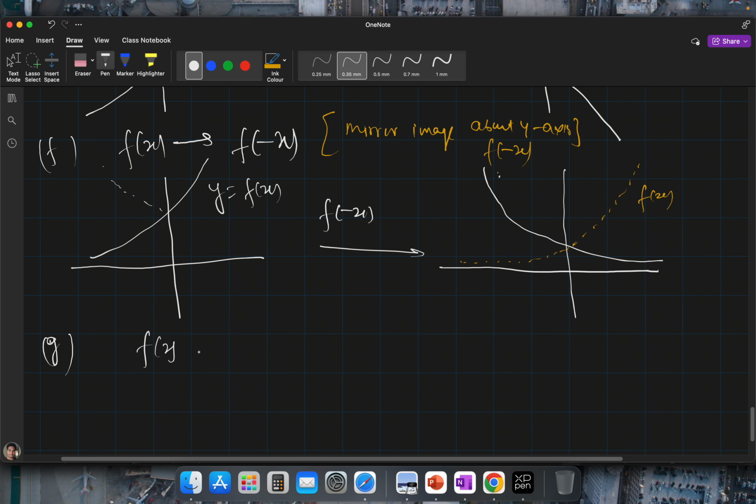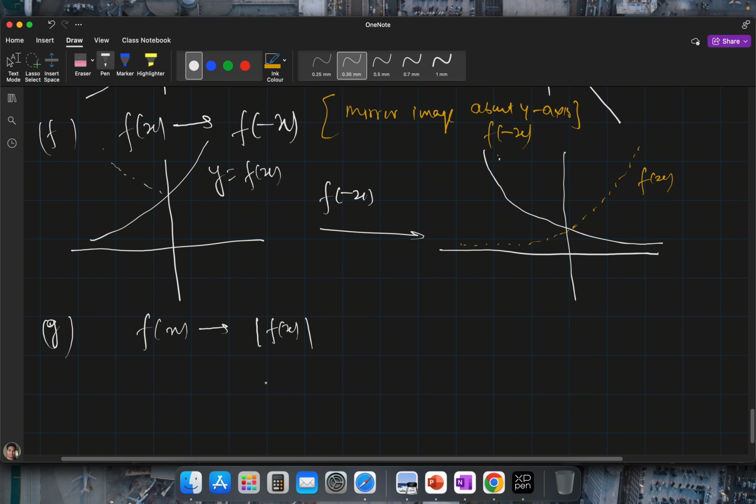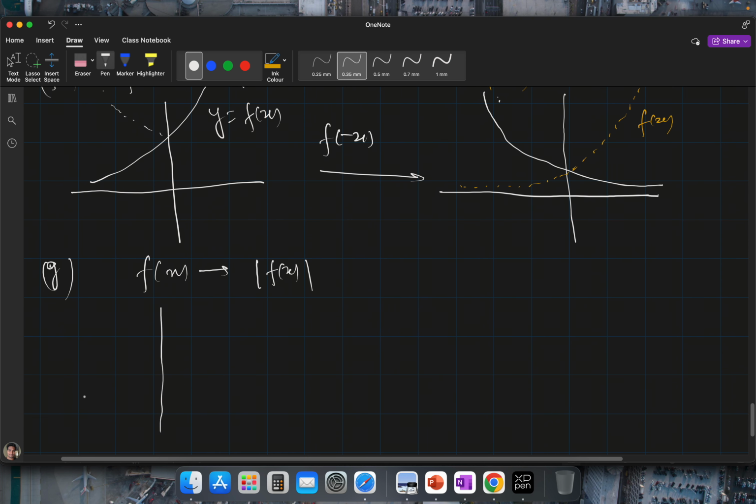It's fine. Now I want to change f(x) to mod of f(x). Then what will happen in this case? The graph is something like this. This is the graph of f(x). Now I want to change it to mod of f(x). Then what will happen?